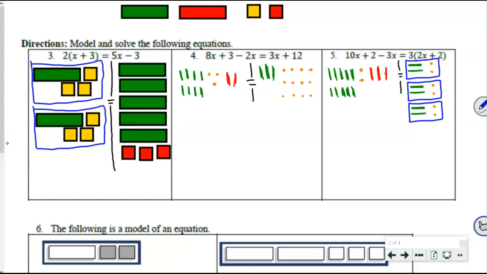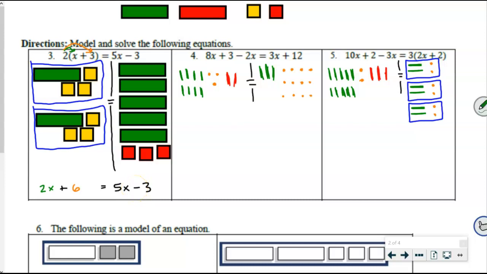And I can see on number 3 on the left-hand side, I have groups. So I need to look beyond the groups and count up how many x tiles and how many unit tiles. In other words, I'm simplifying. 2 groups of x is 2x. And 2 groups of 3, or 2 times 3, is 6. So 2x plus 6, which is equal to and balanced with, on the other side, I did not need to simplify, so I still have those 5x tiles minus 3, or plus a negative 3.